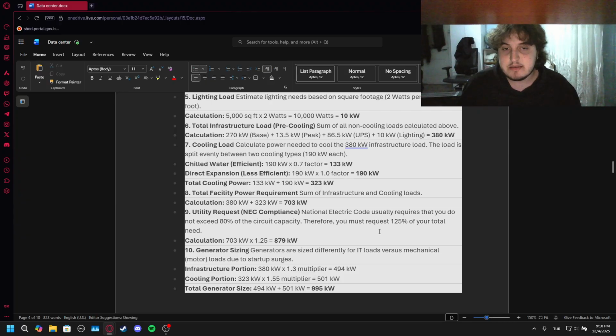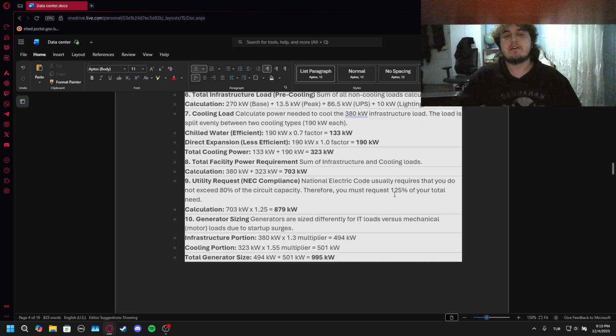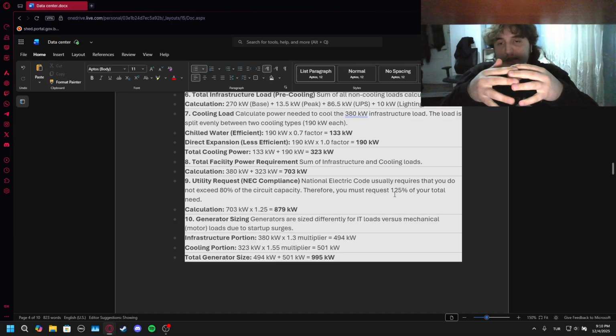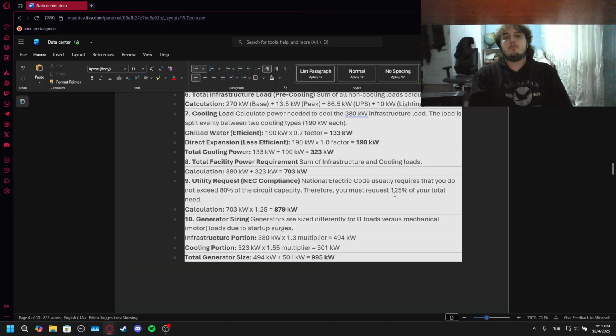Generator sizing. Generators are sized differently for IT loads. Generators are used when power goes out. You immediately start using the UPS until the generators start moving, they start rolling so they can actually produce electricity. Use the UPS, then you move on to the generators.